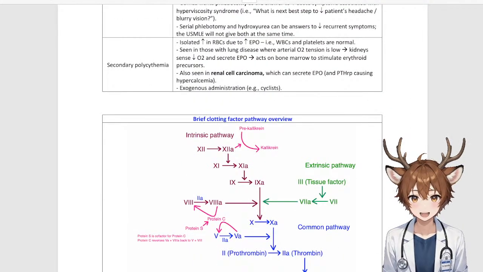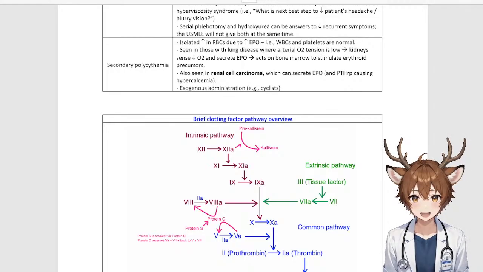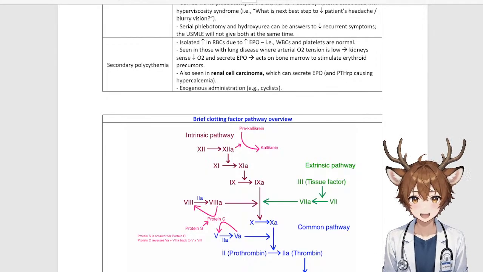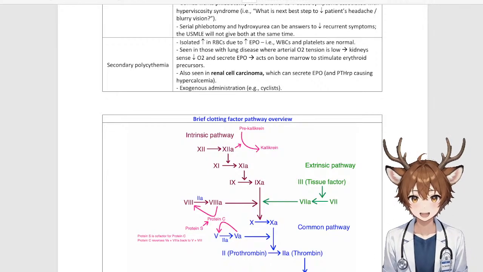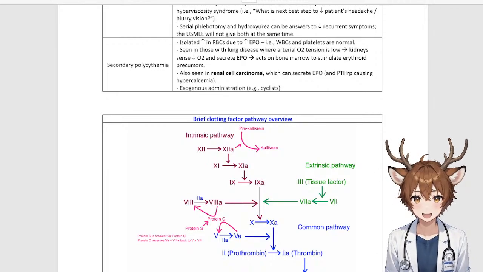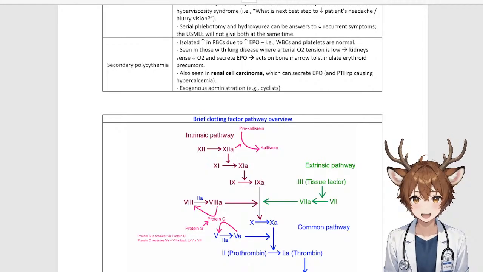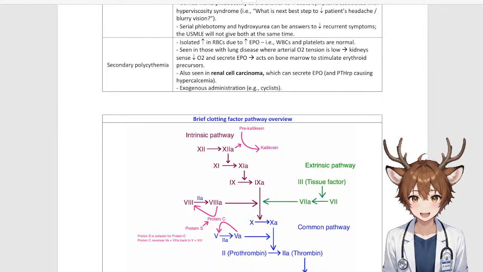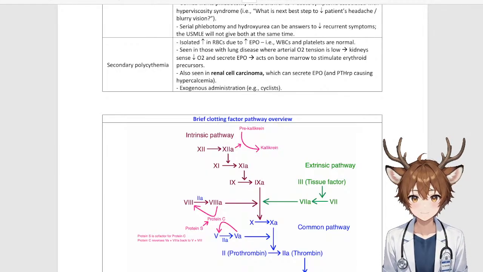What about secondary polycythemia? Isolated increase in RBCs due to the elevated EPO, that is to say, white blood cells and platelets are normal, seen in those with lung diseases where the arterial O2 tension is low. Kidneys sense the decrease in O2 and secrete EPO, which acts on the bone marrow to stimulate erythroid precursors. Also seen in renal cell carcinoma, which can secrete EPO and parathyroid hormone related protein, causing hypercalcemia, and exogenous administration, that is to say, cyclists.